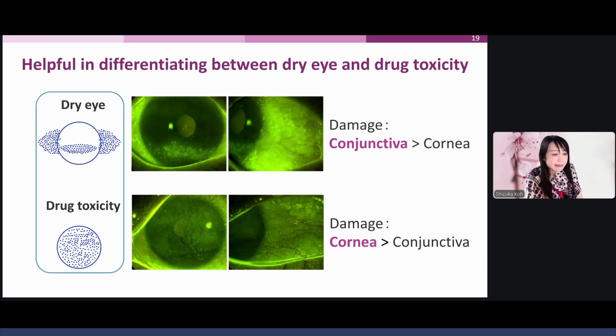The staining distribution is also informative. Dry eye usually shows greater conjunctival involvement, whereas drug toxicity often causes dominant corneal staining. This simple observation helps differentiate the two conditions.